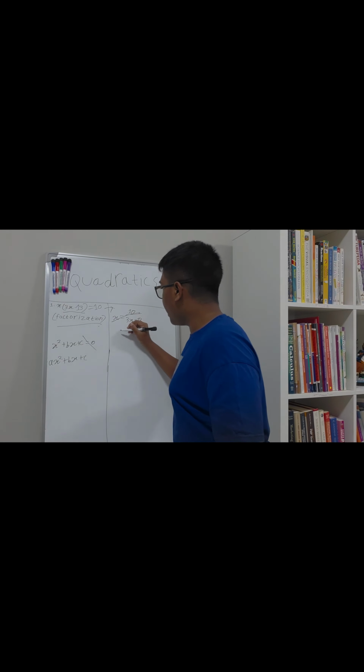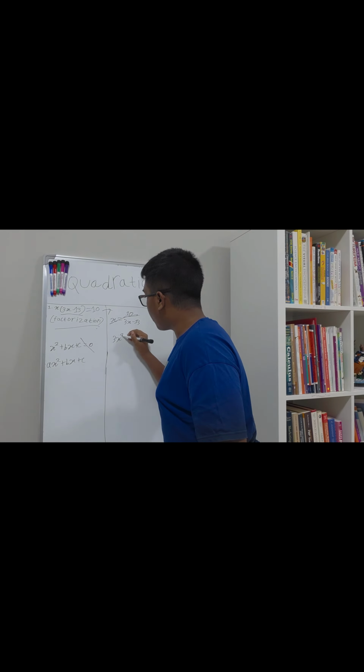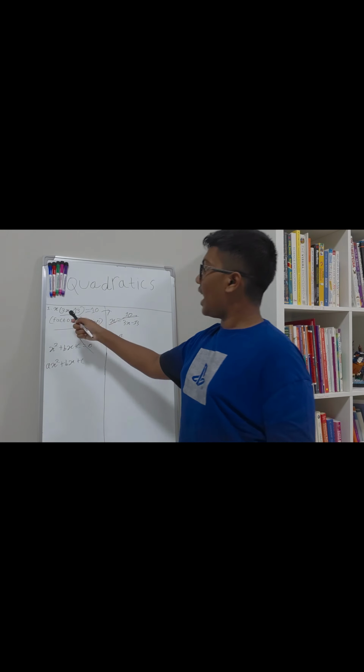So x times 3x is equal to 3x squared. X times minus 13 is equal to minus 13x. And bringing the 10 over to this side, we get minus 10 is equal to 0. So we have this equation and we want to factorize it.